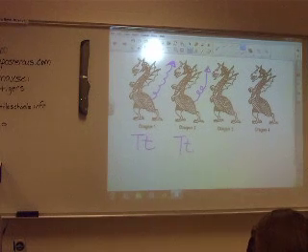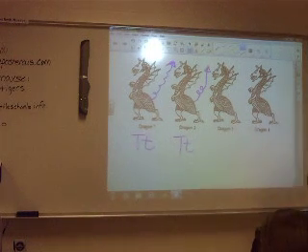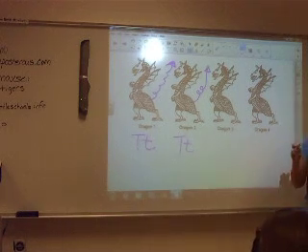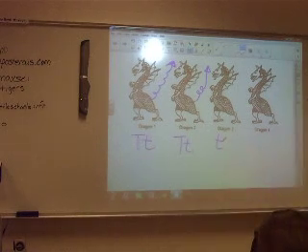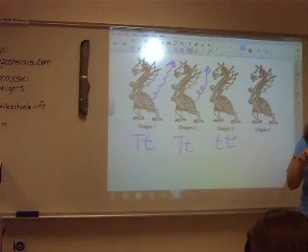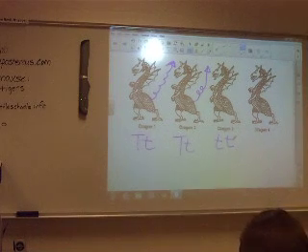Ready for baby dragon number 3? It says during reproduction, what alleles are combining? What's our combination there? What's M2? Lowercase t. And what's the second allele? Lowercase t. Everybody agree with that? Yes. Write your combination down. What kind of tail? Straight.